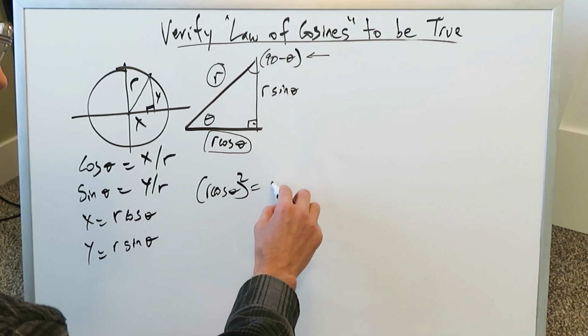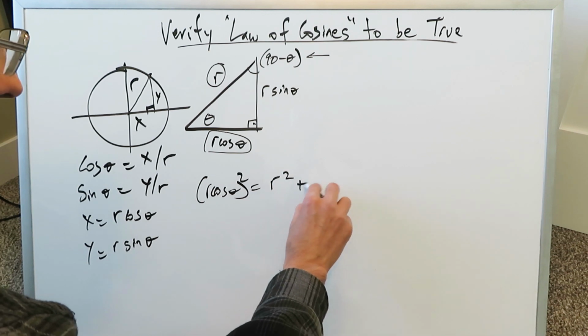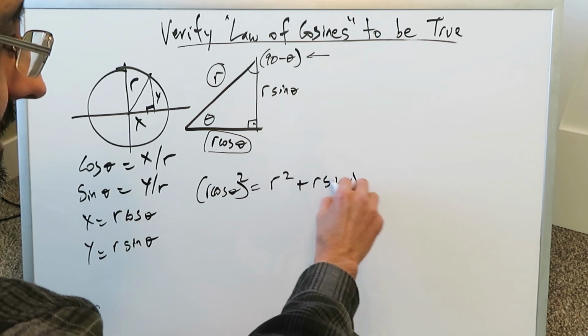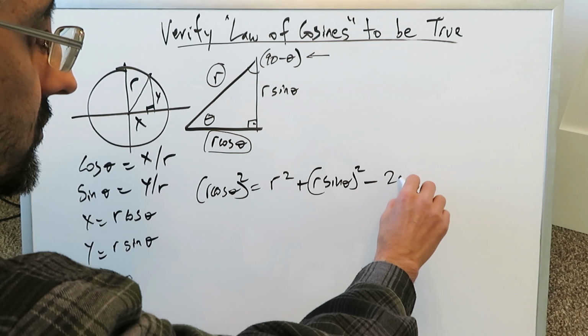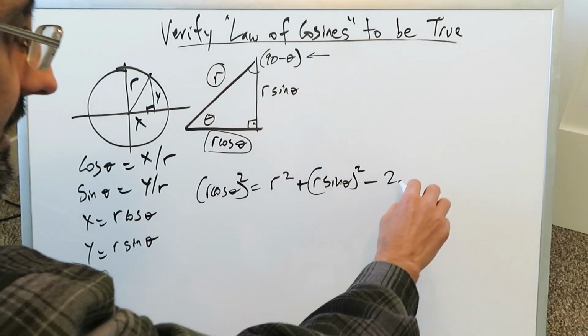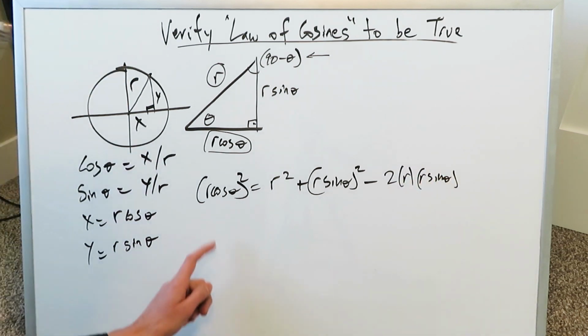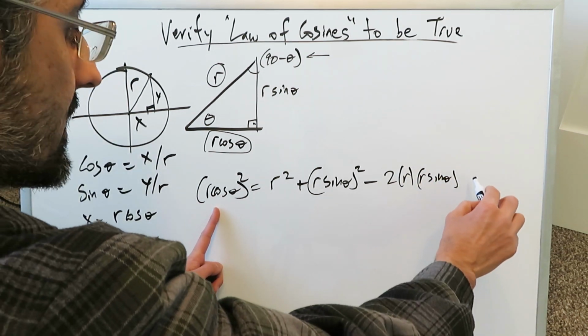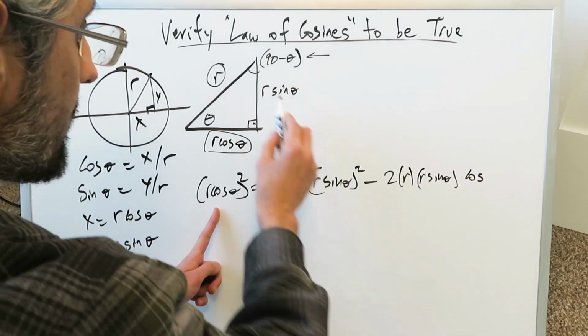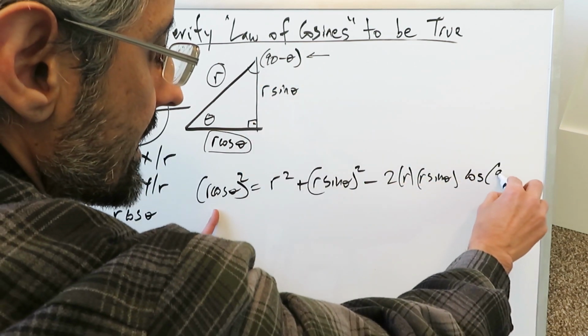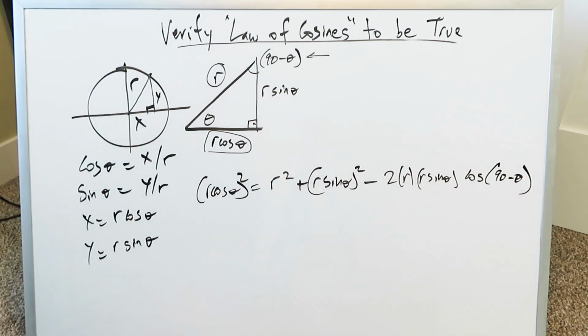And here it's going to be the other two sides. One side is r squared, the other side is r sine theta squared, and then 2 times the sides r and then r sine theta, and then the opposing angle to that side you're evaluating. The cosine of that is what? That angle right there, 90 minus theta. And that right there is it.